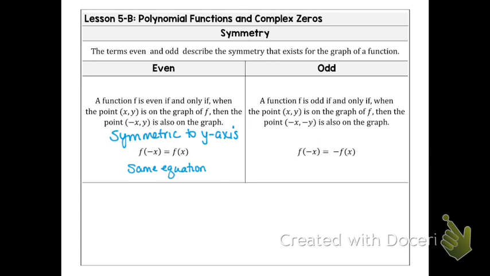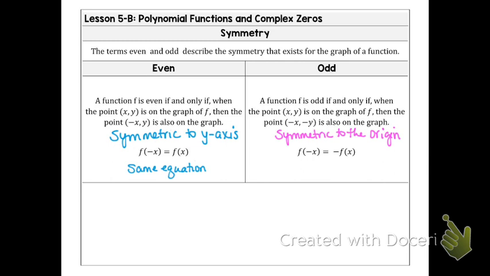An odd function: a function f is odd if and only if when the point (x, y) is on the graph of f, then the point (negative x, negative y) is also on the graph. So x and y both change signs, which means it's going to be symmetric to the origin. These are a little harder to see than symmetry to the y-axis. Symmetric to the origin just means it would flip across the x and the y to make both of them change signs. And algebraically, f of negative x will equal negative f of x.